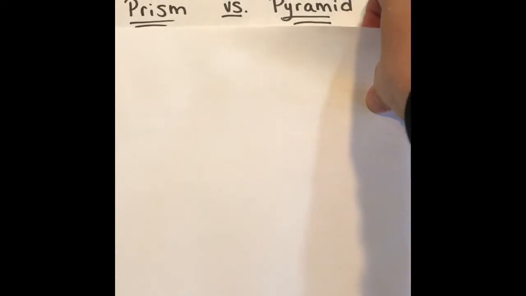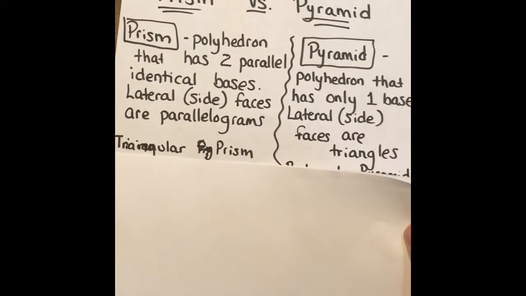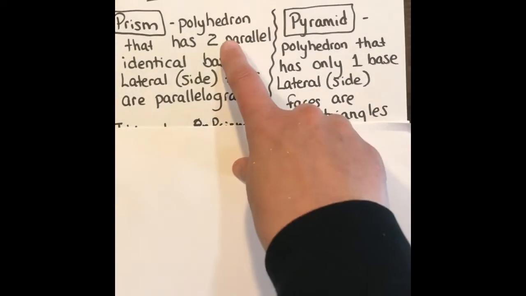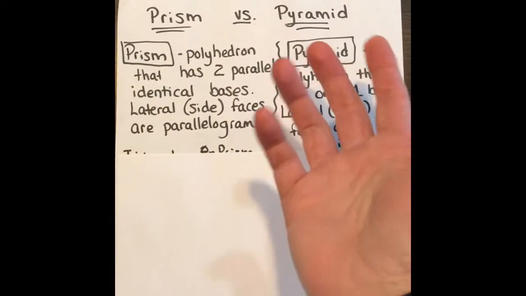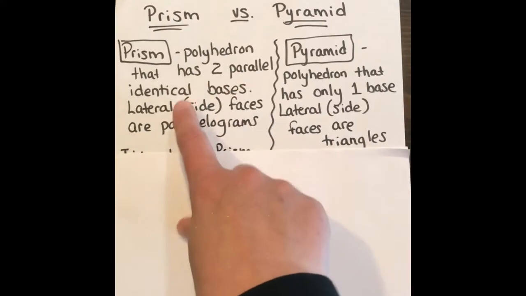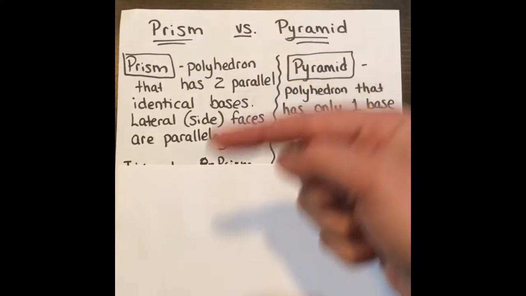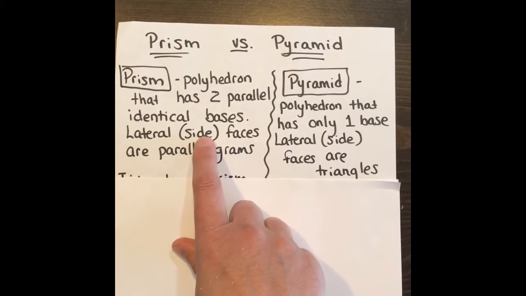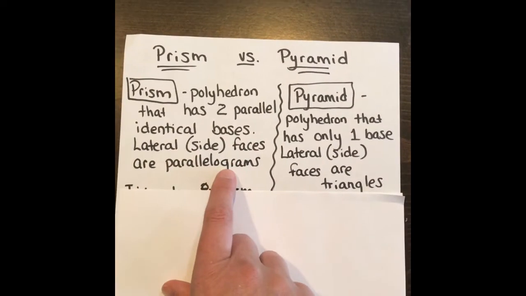Okay, let's talk about a prism versus a pyramid. So you're going to have to name some three-dimensional shapes, and it's going to be helpful to know if it's a prism or if it is a pyramid. So two different definitions here. So a prism is going to be a polyhedron, just a three-dimensional figure that has two parallel identical bases. So they're going to be opposite of each other.